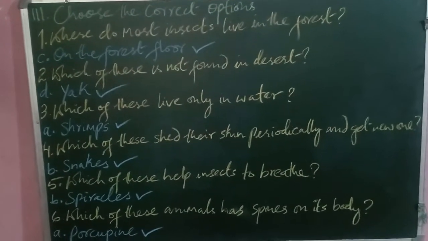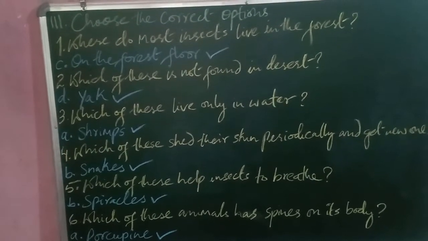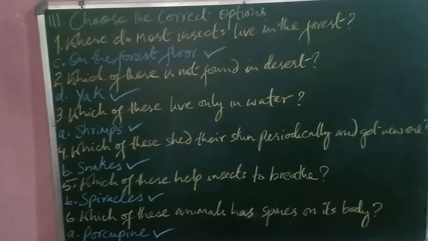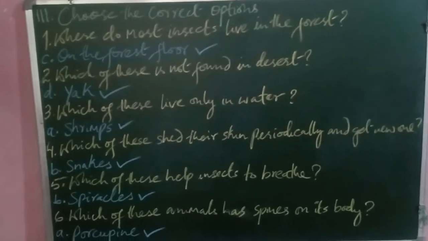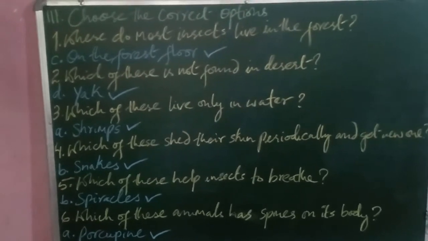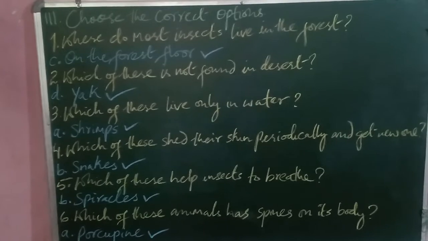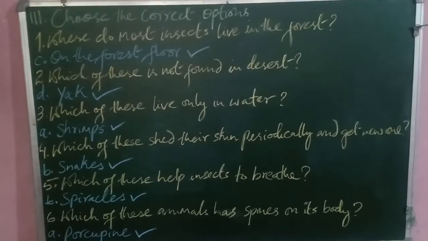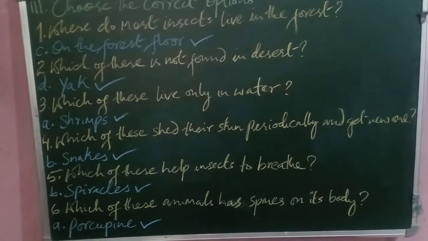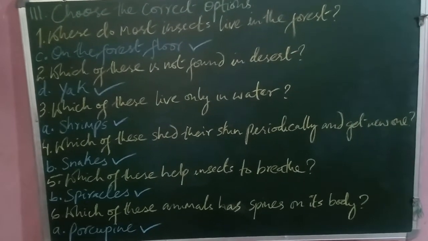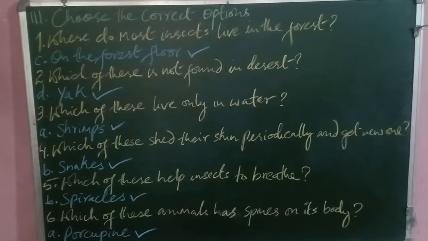Question number 5, which of these help insects to breathe? And your options are lungs, spiracles, gills, moist skin. So the correct answer is spiracles. Question 6, which of these animals has spines on its body? And your options are porcupine, snail, chameleon, and fish. So the correct option is option A, porcupine.